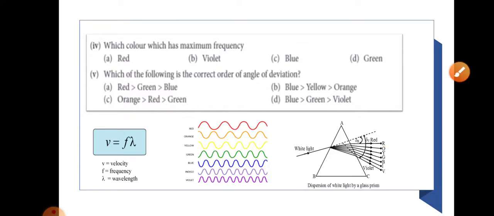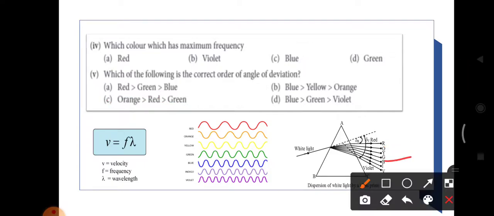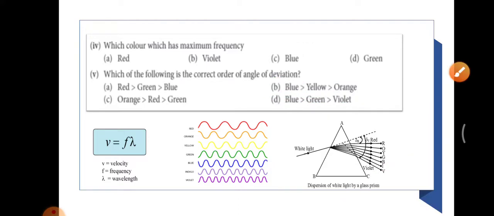The next one, blue, green, violet. This is also not in proper order. So which one is the correct one? Blue, yellow, orange. Comparing to the yellow, blue has the maximum deviation, and comparing to the orange, yellow has the maximum deviation. So option B is the correct answer.